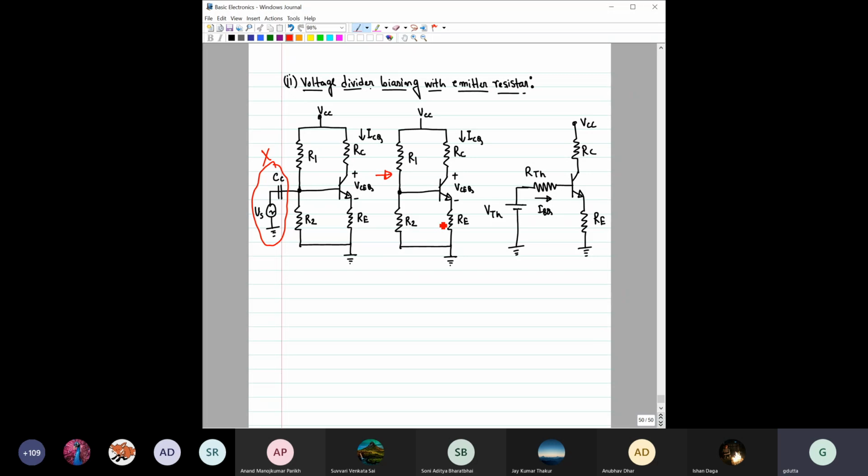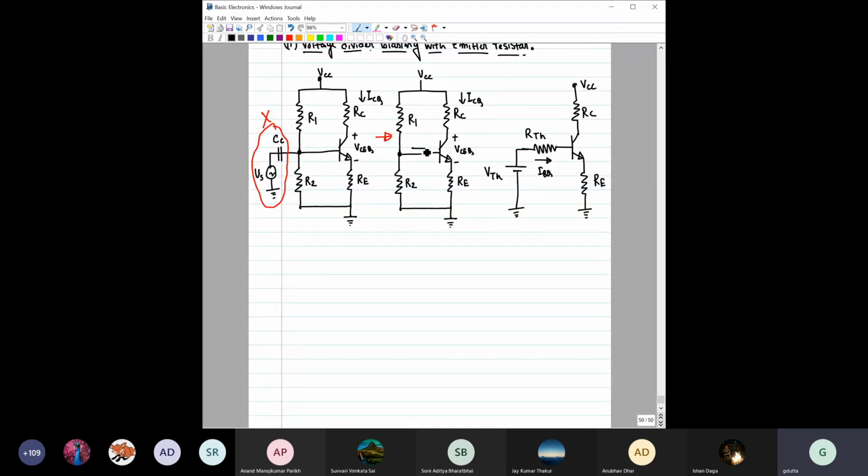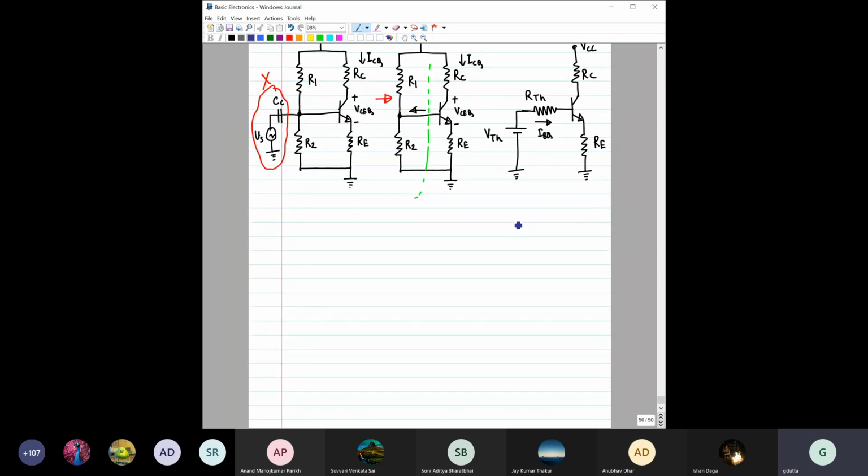Now, how do we analyze this type of circuit? The process is to use Thevenin and find the equivalent resistance if you look from this side, and the equivalent voltage source if you look from this side. That means the Thevenin equivalent circuit of this left side part of this green line. So then what can we write?